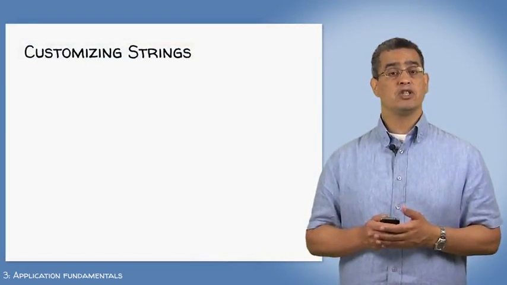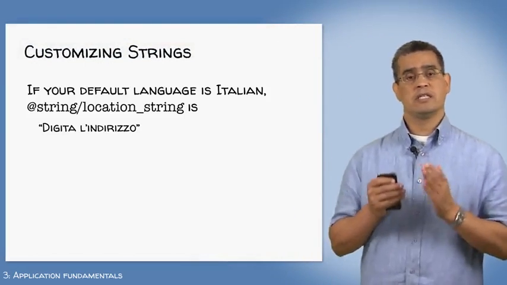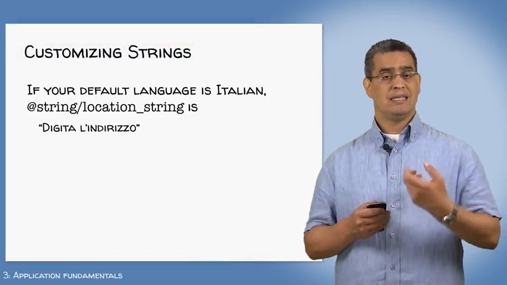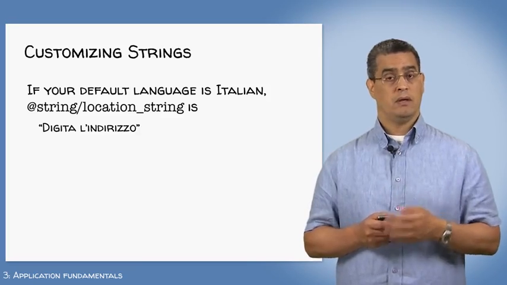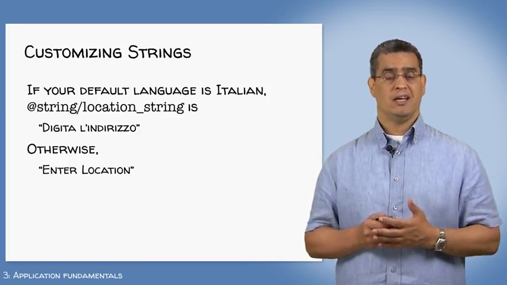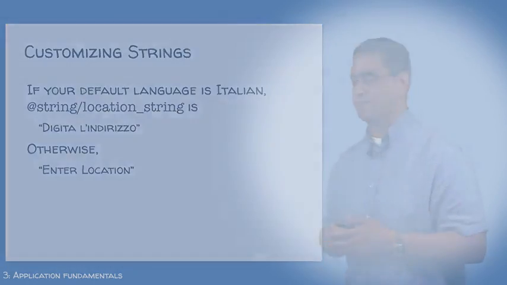In the example I just showed, if your default language is Italian, then location_string will have the value digita l'indirizzo. Otherwise, it'll have the value enter location. Let's see that in action.